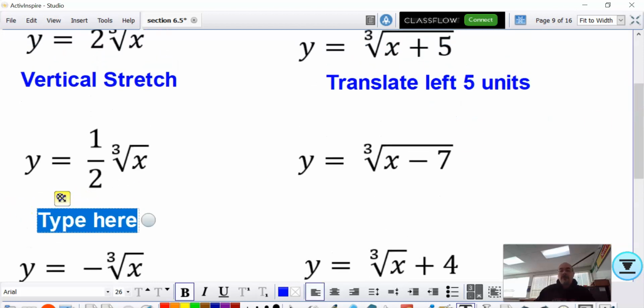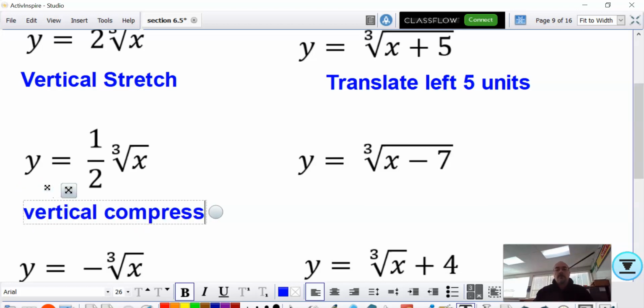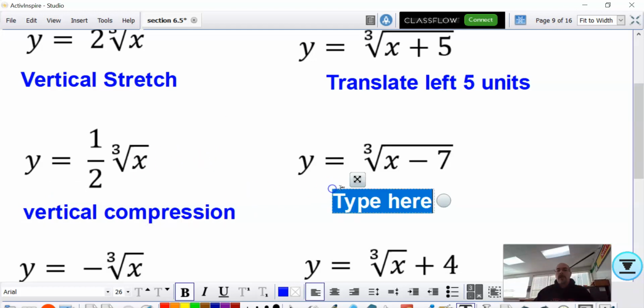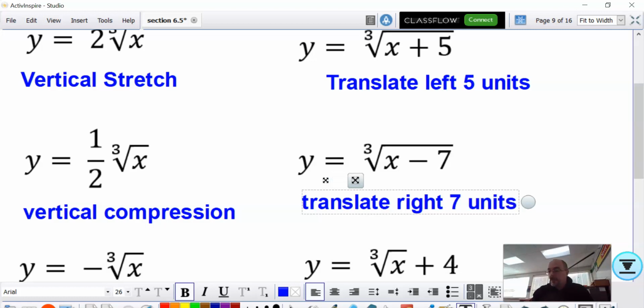The 1/2 cubic root of x is going to be a vertical compression. It's going to get squished down. This next one, ladies and gentlemen, is going to translate right, because the minus 8 does the opposite. It's going to translate right 7 units. If you don't believe me, type it in your calculator and take a look at it.